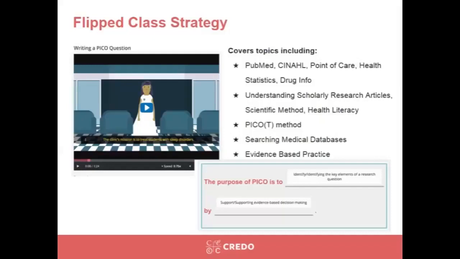So these are some of the topics that we're covering in the product. Different resources like PubMed, CINAHL, point of care resources, drug information, health statistics. We cover the scientific method and health literacy, the PICO method, how to search medical databases, and a very large section on evidence-based practice.